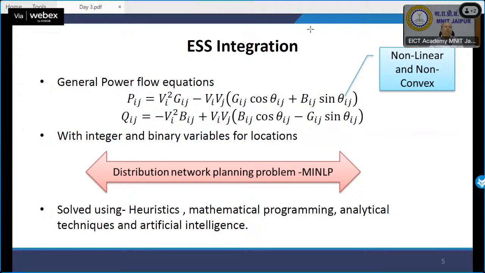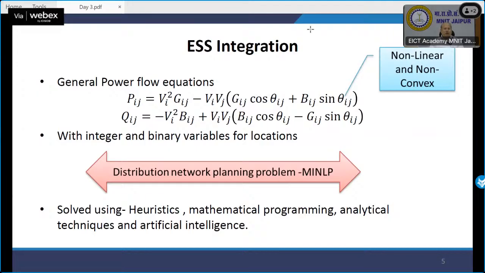So from the standard power flow equations, which you might have studied in third year electrical sciences, power system 1 or 2 in BTech electrical engineering, the real and reactive power flow in any distribution or transmission system between two buses i and j, P_ij, is given by those two following equations.